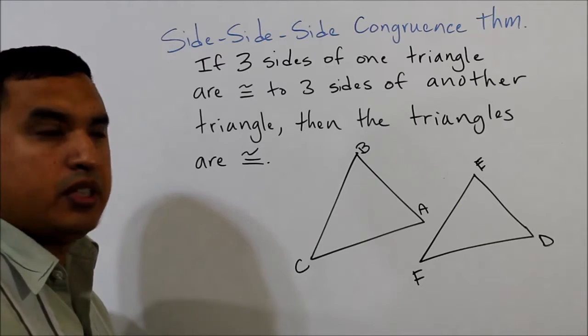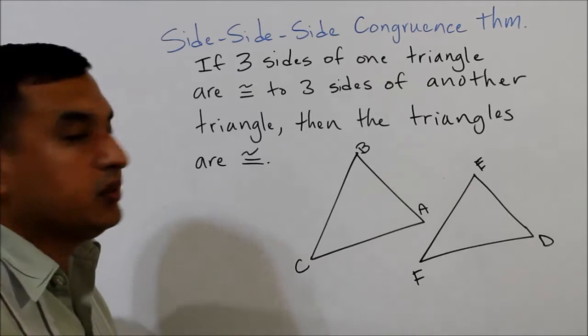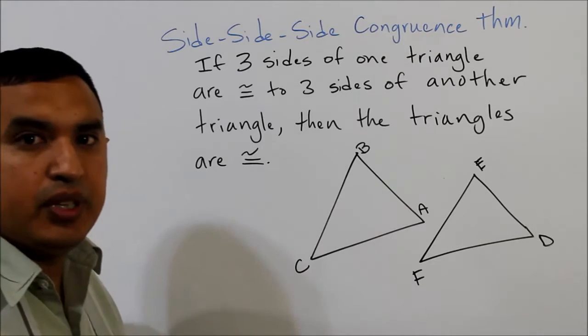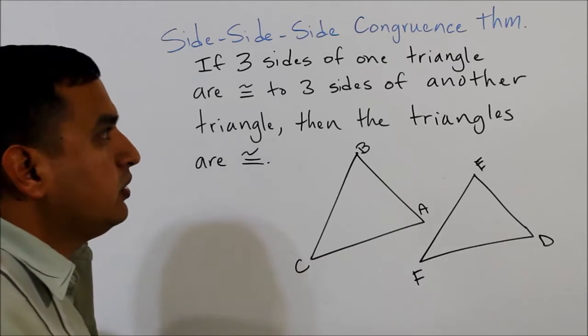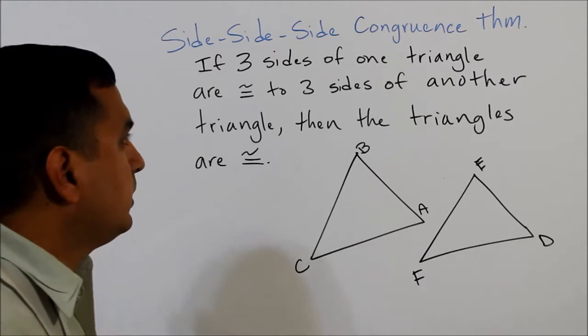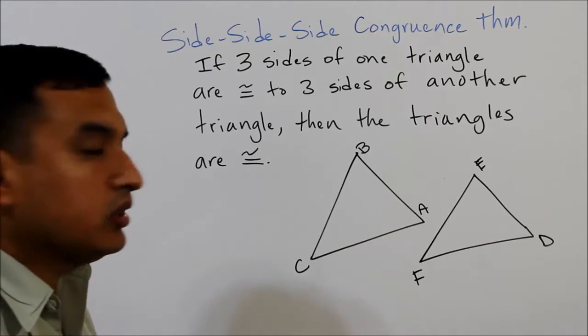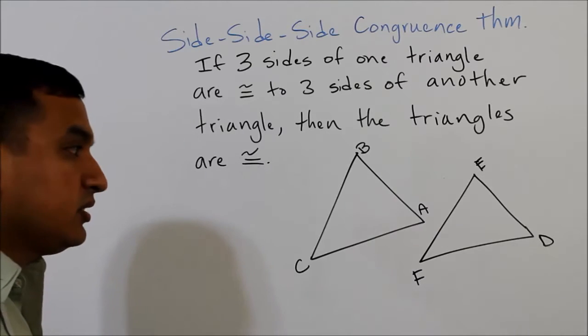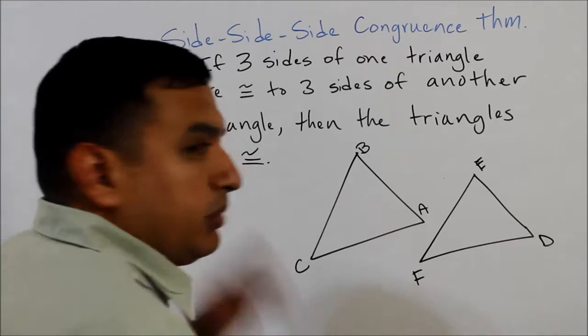We're going to start with the side, side, side triangle congruence theorem, and that simply says that if you have three sides of a triangle that are congruent to three sides of another triangle, then the triangles are congruent. You don't have to know anything else about the angles, you just have to match up the sides.